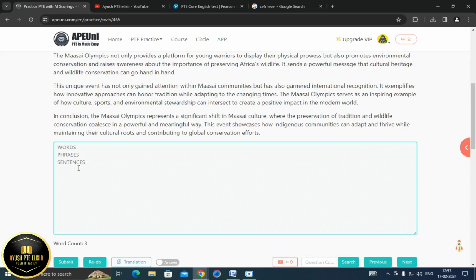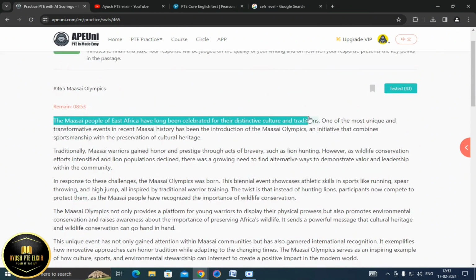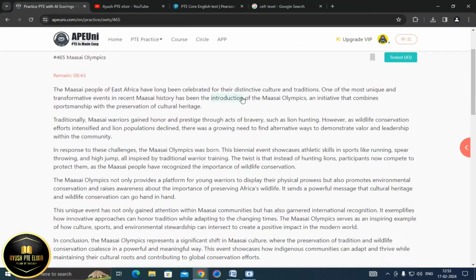In case of sentences, you are going to take the entire sentence. Like the Maasai people of East Africa have long been celebrated for their distinctive culture and traditions. Let me tell you guys, this thing works for those who want to basically get nearby 57 58 scores.